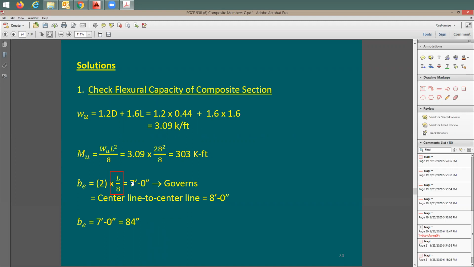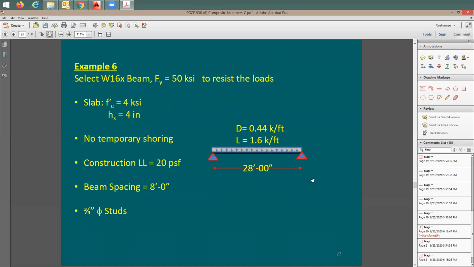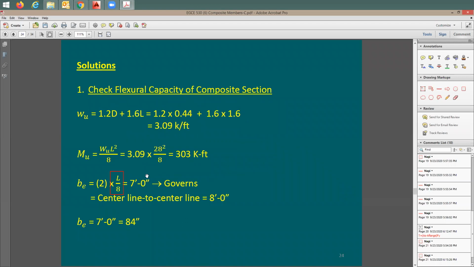It's going to be 7 feet. Center to center, it says here 8 feet. Where do I have this from? From here, 8 feet, center to center. Now, which one controls, the 7 feet or the 8 feet? I can say the smaller, of course. I'm going to be using here 7 feet, which means 84 inches. This can be the width of the flange, right?